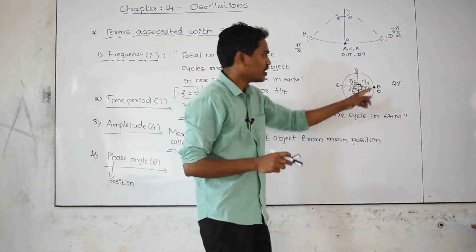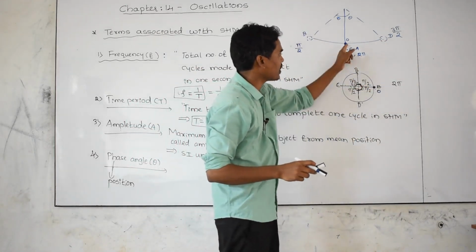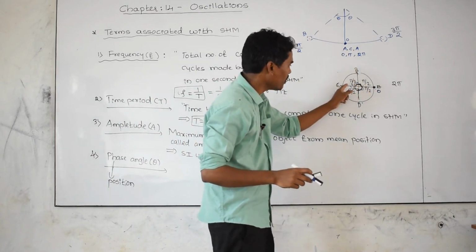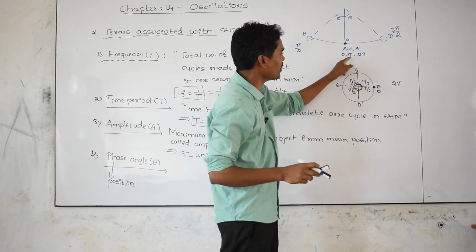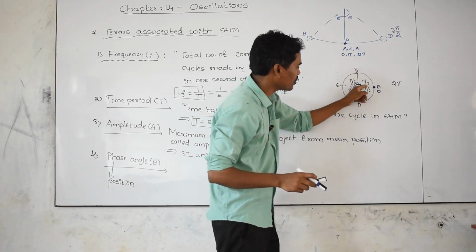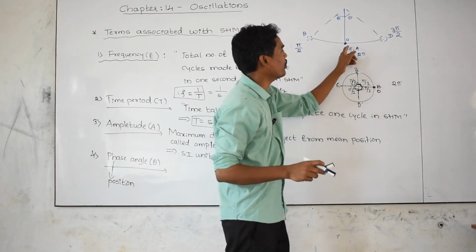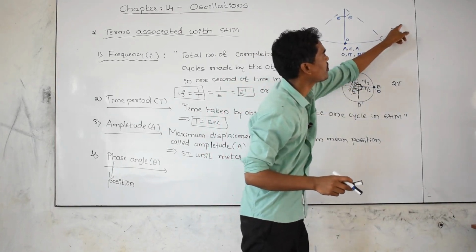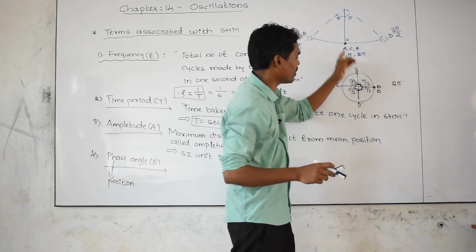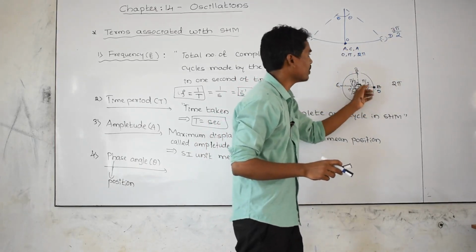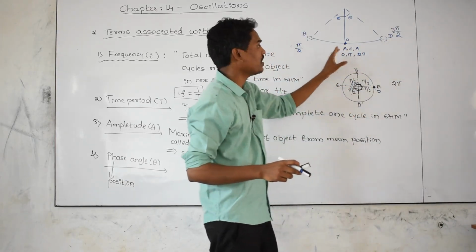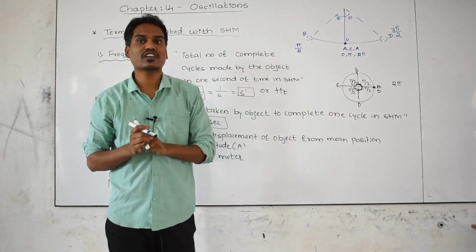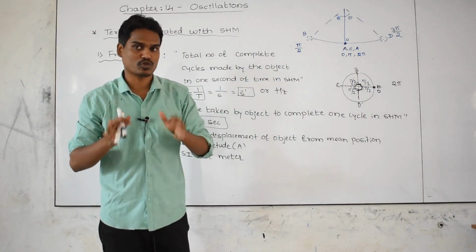Let us again: A to B is pi by 2, B to C is pi, C to D is 3 pi by 2, and again D to A is 2 pi. If you know the phase angle, you can easily find where the location of the object is whenever the object is in simple harmonic motion.